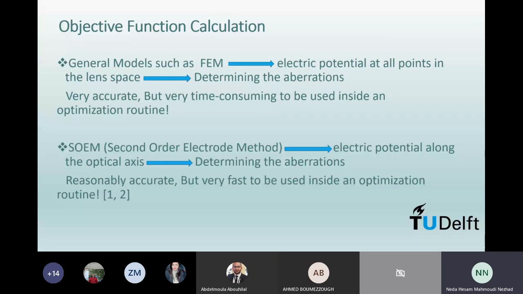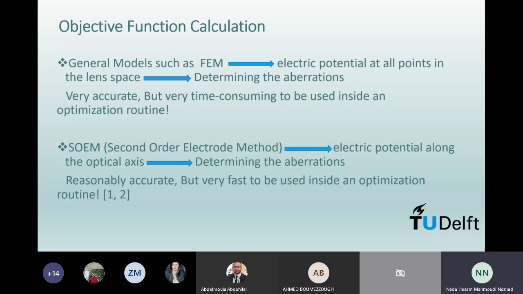In electron optics, there are some formulas based on which the aberration and the spot size can be calculated using the electric potential. These electric potentials are generally calculated by methods such as the finite element method, which we call FEM. These methods mesh the whole space of the lens system to make these calculations. So they are very accurate, but computationally very slow. And this makes some problems, especially when this method is going to be used in a fully automated optimization routine to evaluate the objective function for thousands of systems.